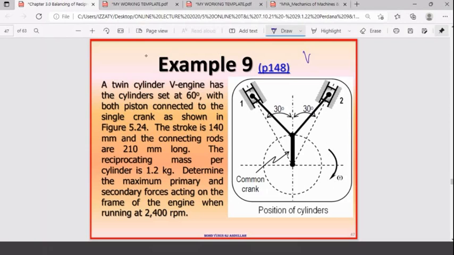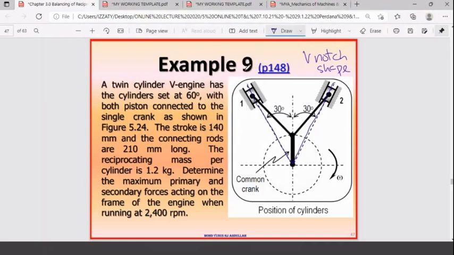So the V shape we now call the V notch, measured from this line of stroke to another line of stroke. So this is the V notch or V shape. Remember that: the V notch or V shape is measured from one line of stroke to another line of stroke.